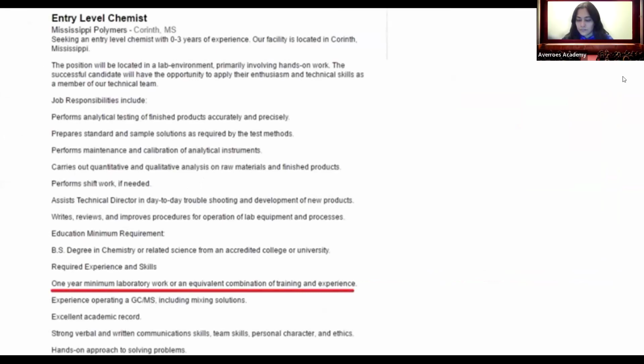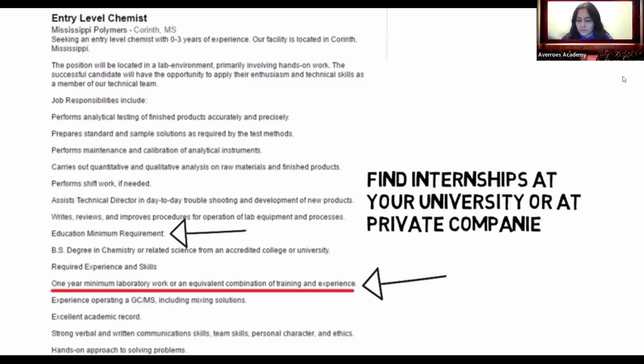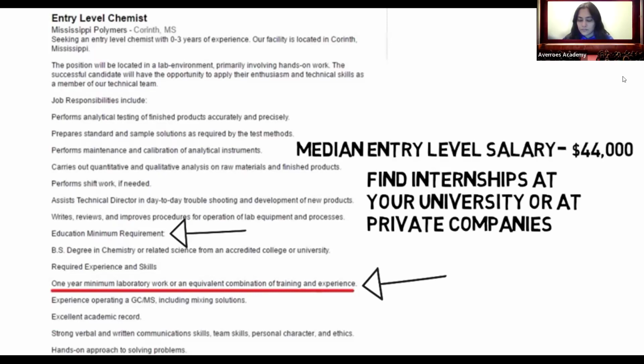One thing that I want to draw your attention to is the job requirements. What happens in almost all chemistry job postings is that every company will require some amount of laboratory experience. In order to fulfill this criteria, you will want to find internships either at your university or private companies so that you can develop these skills before you graduate. The average starting salary for chemists will vary by region, but as of 2010, the median entry-level salary was $44,000.